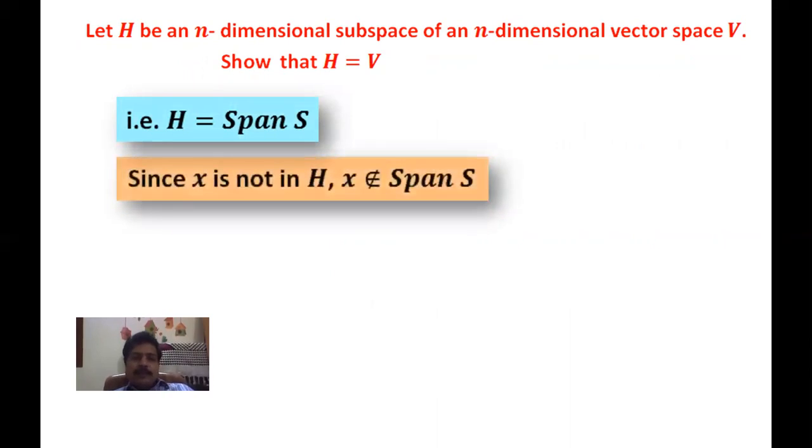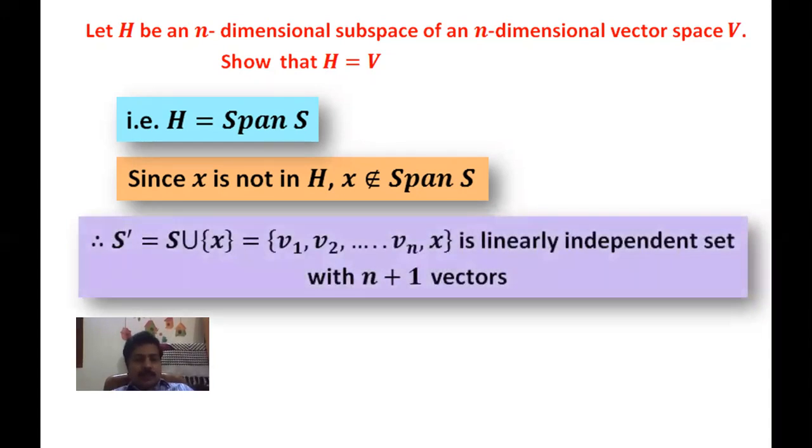Since X is not in H, X does not belong to span of S. So you can't span X with those vectors. If you could span X with those n vectors, then X would be in H, but that is not the case. So X is not a linear combination of those vectors, so it is not in span of S.